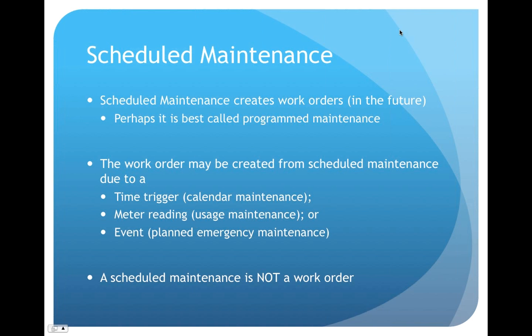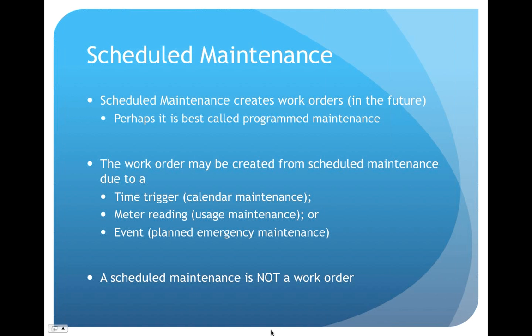The scheduled maintenance creates work orders in the future. So in this case, it's probably better called program maintenance rather than scheduled maintenance, because schedule implies some sort of time base to it, whereas it's a lot broader than that. We can do time-based maintenance, as we can see here with the time trigger, but we can also do meter reading-based maintenance and event-based maintenance. So in that case, it's not scheduled on a time calendar, but it's planned for in the future.